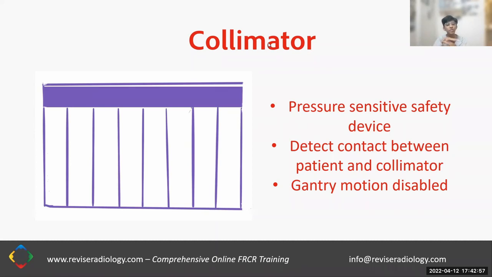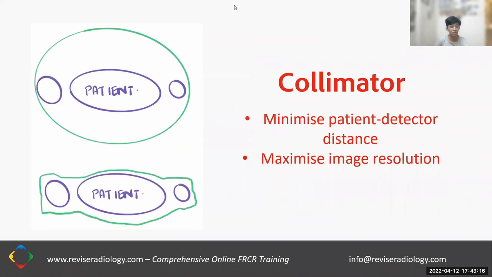So one of the features which makes this kind of movement possible is a pressure-sensitive safety device, which, if the patient's body is touched by the collimator at any point, the electronics are triggered and then the gantry motion stops, the circular motion stops, and the examination is halted. So this is what I was talking about here.